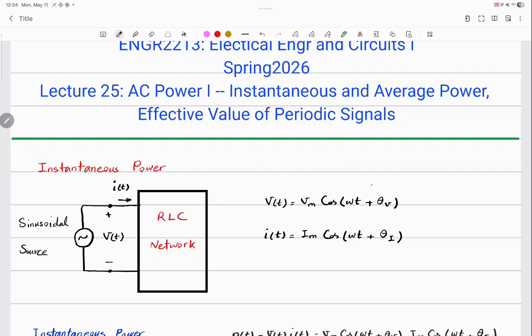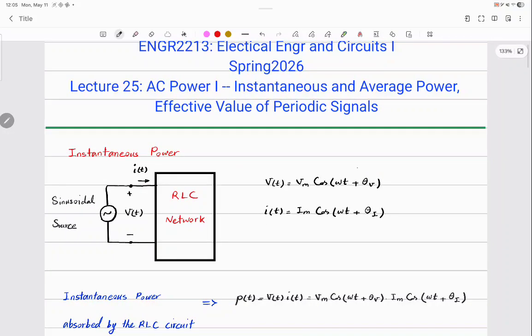You have some sinusoidal sources connected to that, and it's going to push some current into the network. Now, these are the most general form of voltage and current that I can use. A voltage with some amplitude, some phase, current with some amplitude and some phase. And if you notice, the frequency is the same, okay?